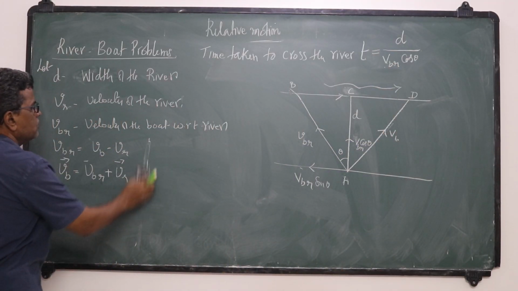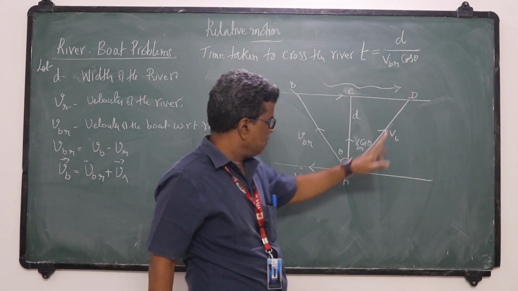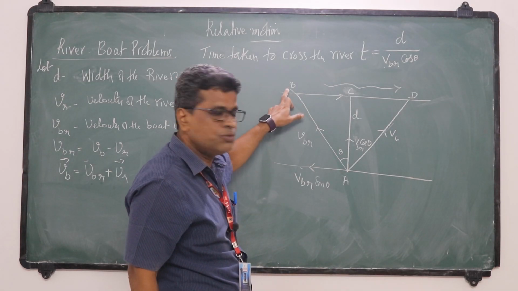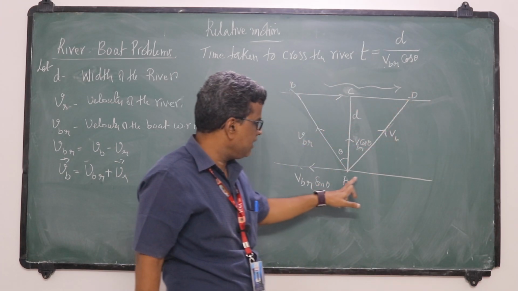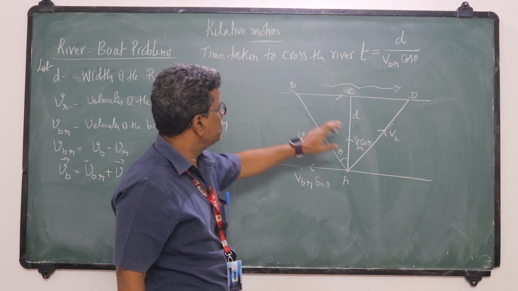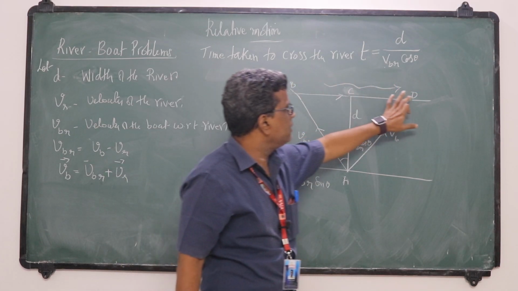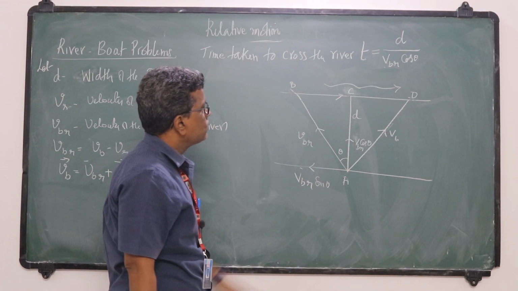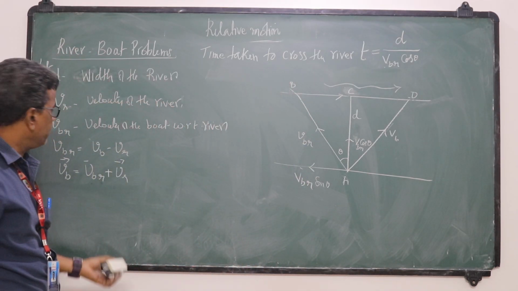So the boat finally reached this point D. He is streaming in this direction along AB. Due to the river's push in the direction of BD, finally the boat reached the point D. So he is traveling some horizontal distance BD. That horizontal distance it travels, how much is that horizontal distance travelled by the boat? That is called drift.